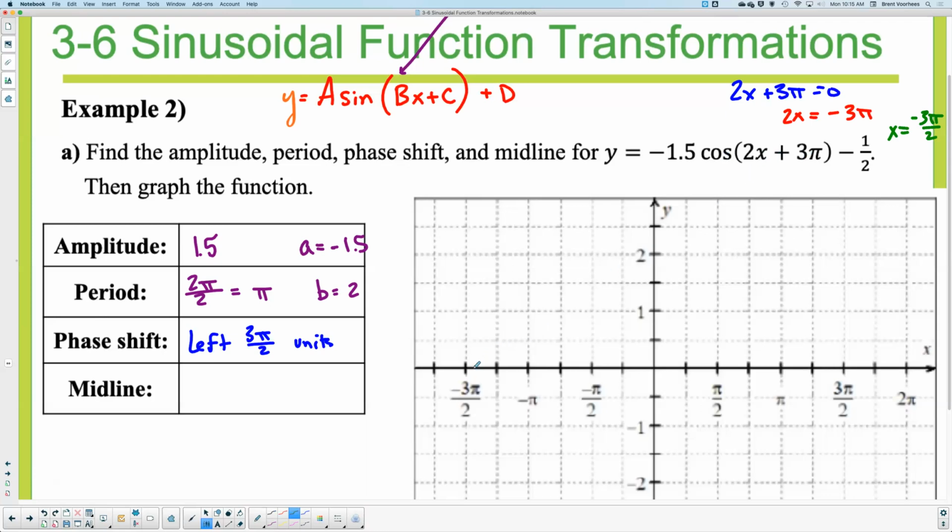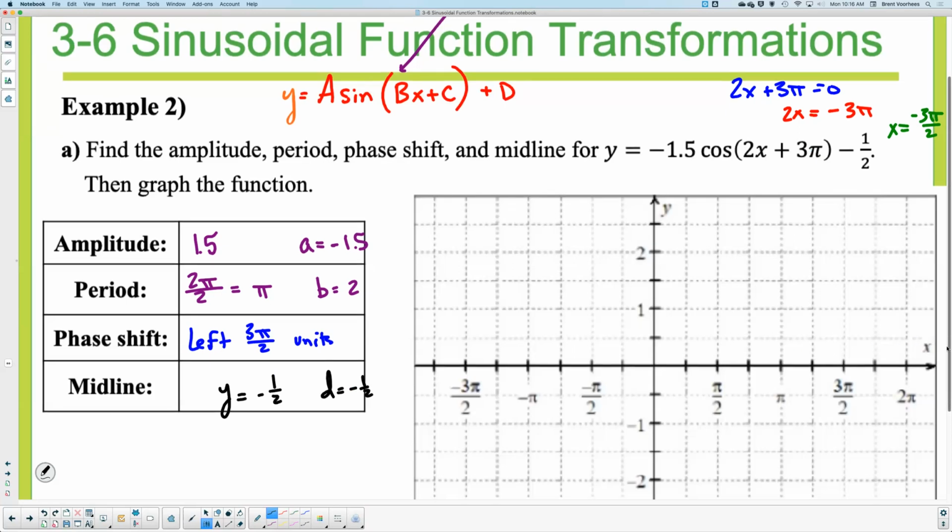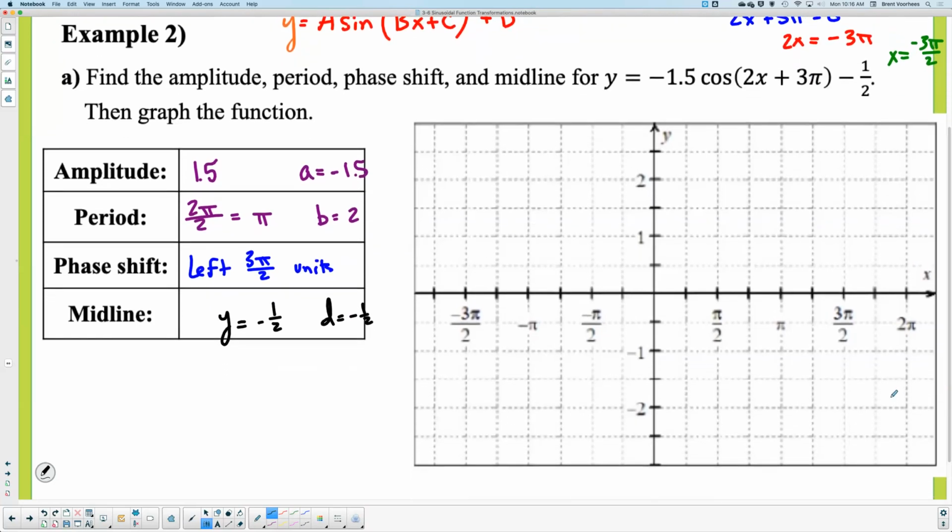Finally, the midline. What's our midline going to be? That's because D is negative 1/2. Okay, so now let's go graph this. Negative 1/2 is going to be right there. That's our midline. Let's add our midline on. There's negative 1/2.